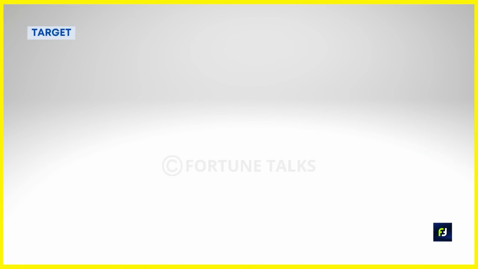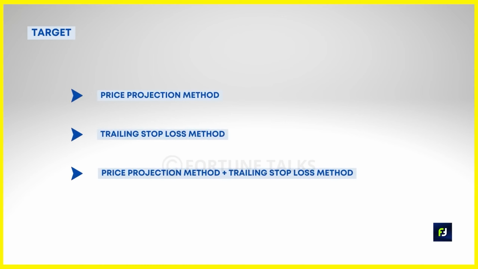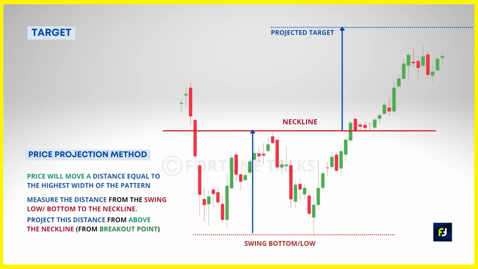And finally, we will discuss how to exit from our trade for maximum profits. And as always, there are three methods that we can make use of: the price projection, the trailing stop loss, and a combination of both. In the price projection method, you have to calculate the distance between the swing bottom and the neckline. Then project this distance upward from the breakout point or neckline. The projected price level is where you exit the trade. This technique will help you decide whether it is too late to enter a trade or not. For instance, if the price is close to reaching its price projection, then there's probably not much meat left in the move and you might want to skip the trade.